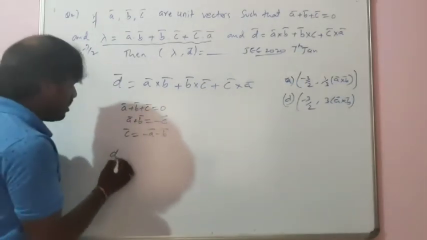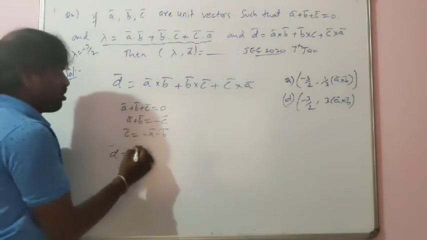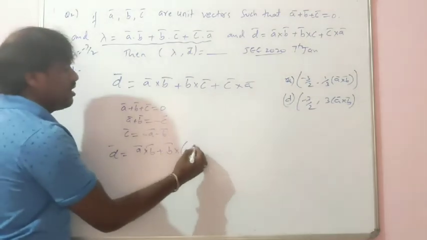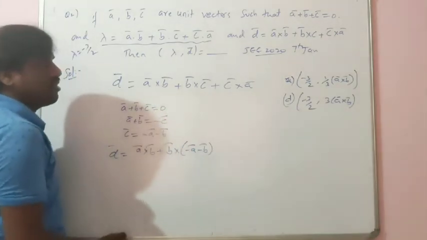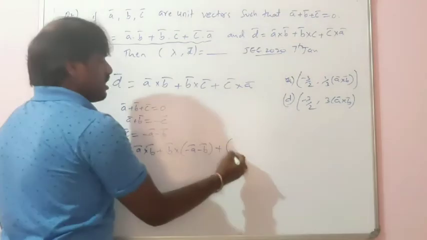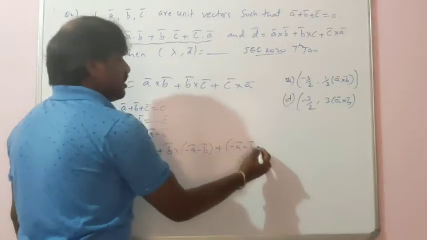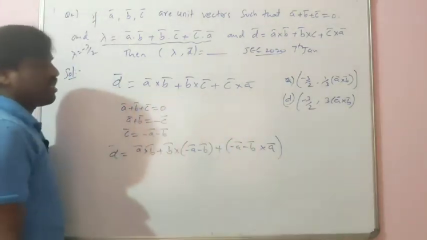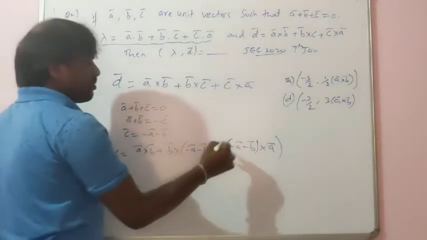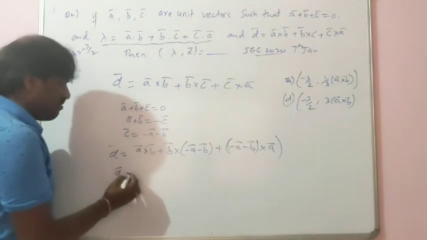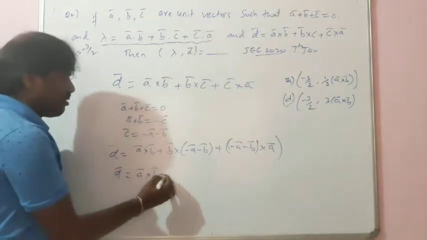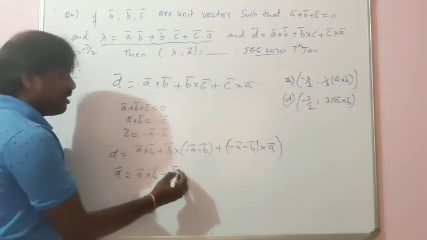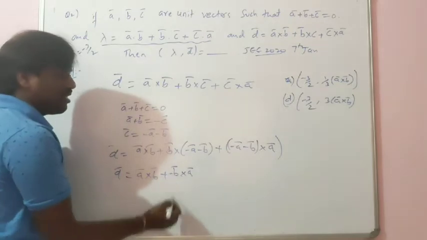Let us see here, d vector can become a cross b plus b cross, in the place of c I can write as minus a minus b. Plus, in the place of c I can write as minus a minus b, cross a vector. Only in the place of a I wrote like this, whereas in the place of c I wrote like this. So what I am going to get as d vector is a cross b plus, now you can do the cross of this. So what I am going to get here is b cross a minus.